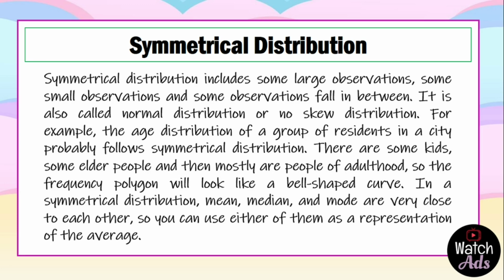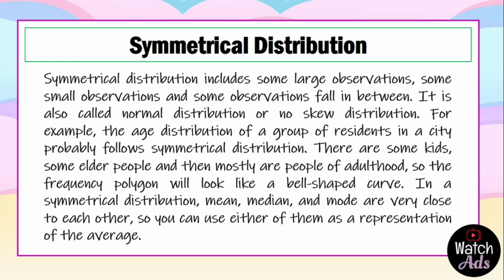A symmetrical distribution includes some large observations, some small observations, and some observations that fall in between. It is also called normal distribution or no skew distribution. For example, the age distribution of a group of residents in a city probably follows a symmetrical distribution. There are some kids, some elder people, and then mostly people of adulthood. So the frequency polygon will look like a bell-shaped curve.